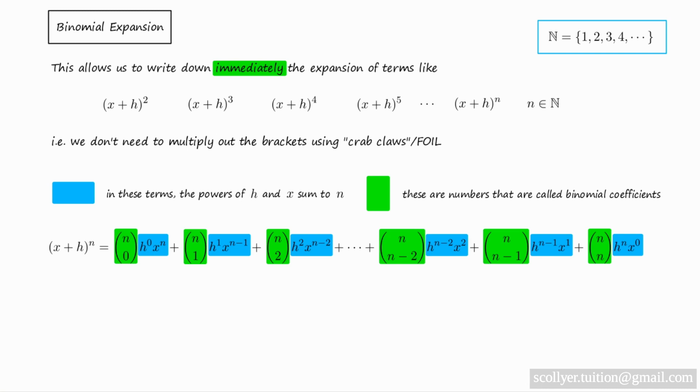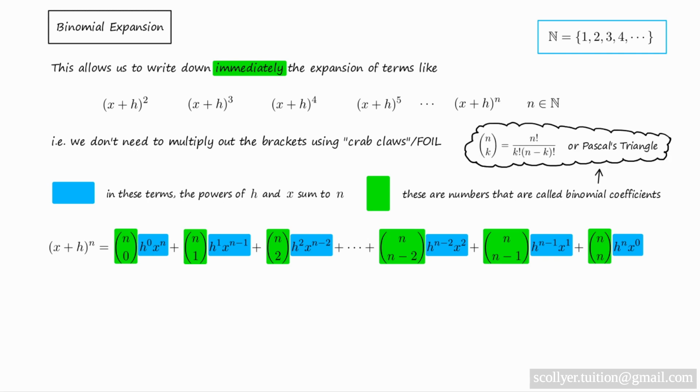Now in fact we don't need to know how to compute these, but if you are interested, there is a formula shown here, or there is a method called Pascal's triangle that allows their computation. I won't discuss those in any detail in this video, however. We do need to know though that the first number, read as n choose 0, is 1, and that the second number, read as n choose 1, is n.